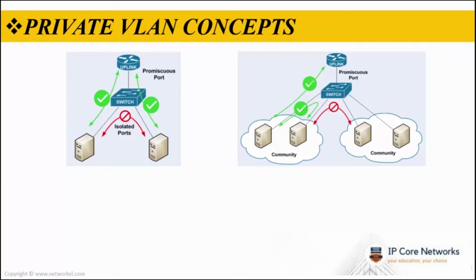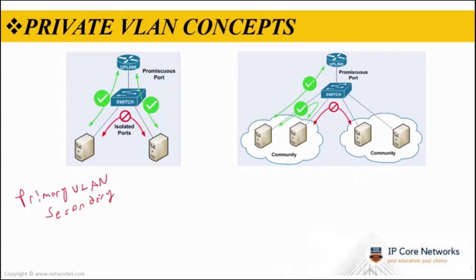And let's talk about the private VLAN concepts. Private VLAN divides a VLAN into sub-VLANs. The divided VLAN is known as the primary VLAN, and the sub-VLANs are also known as secondary VLANs. A regular VLAN is a single broadcast domain, as you know, while private VLAN partitions one broadcast domain into multiple smaller broadcast domains.